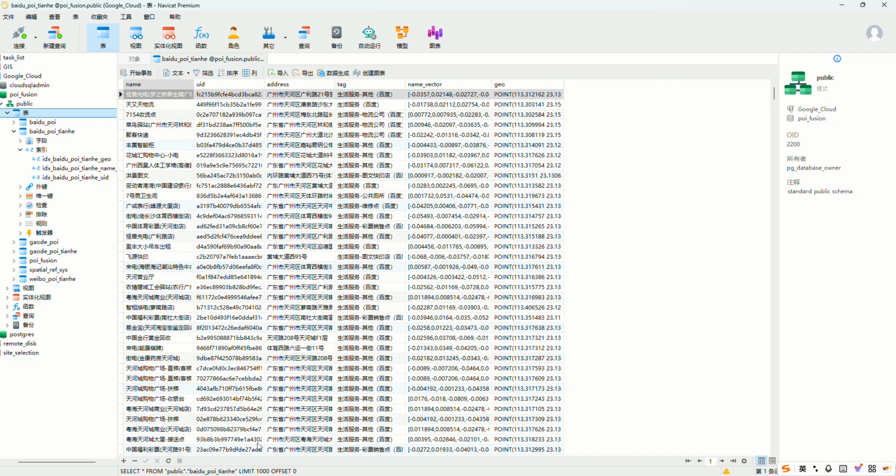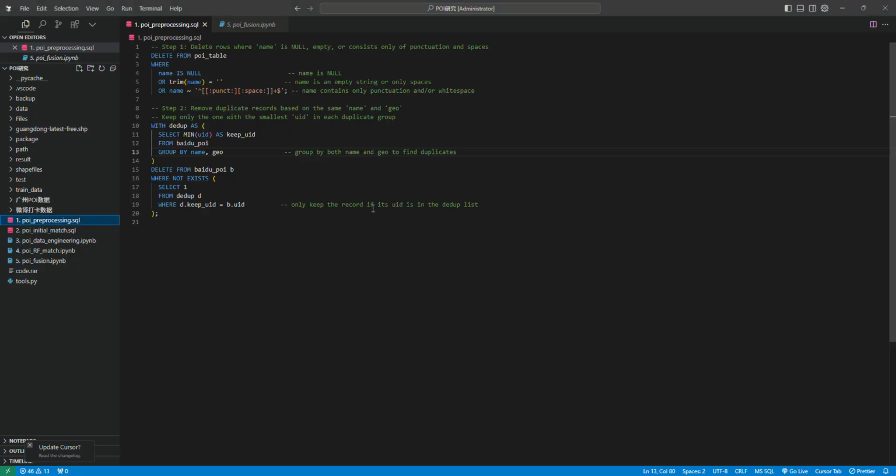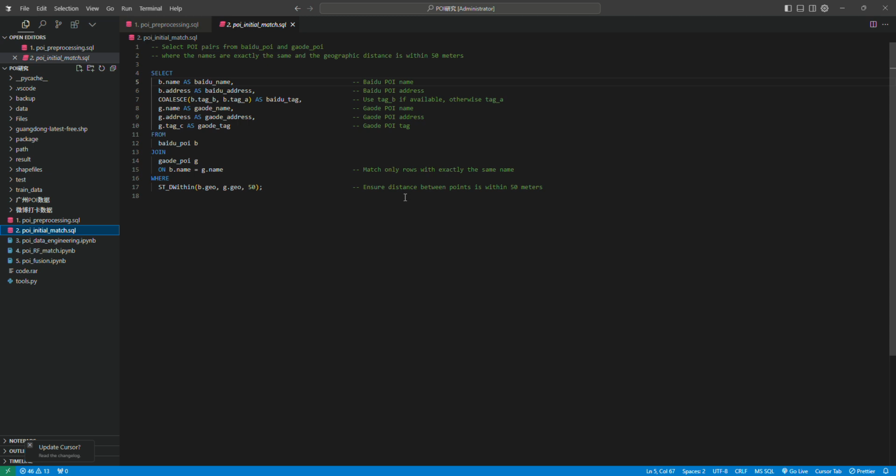And then we'll clean to remove POIs with empty names or meaningless symbols. And step 2, initial matching. We perform initial matching based on exact name and close spatial distance. These high confidence pairs will later support category distance calculation.